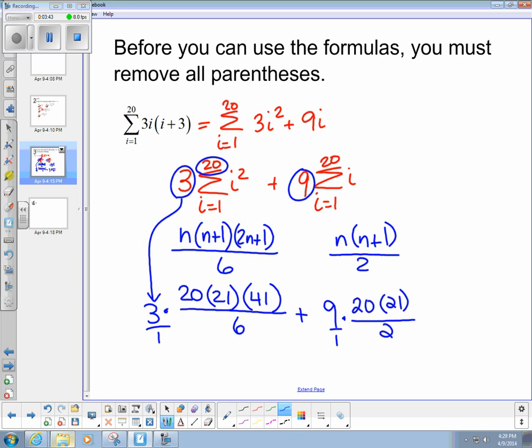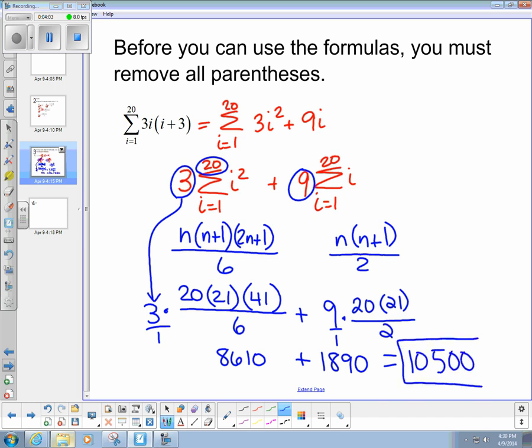Okay, I do want to see the work of setting up the formulas. So when I multiply out this first fraction, I'm going to get 8,610. 9 times 20 times 21 divided by 2 is 1890. And then I just add those two answers together, and I get 10,500 for my sum. A whole lot faster than having to plug in all the numbers from 1 to 20 into our original formula and then adding.